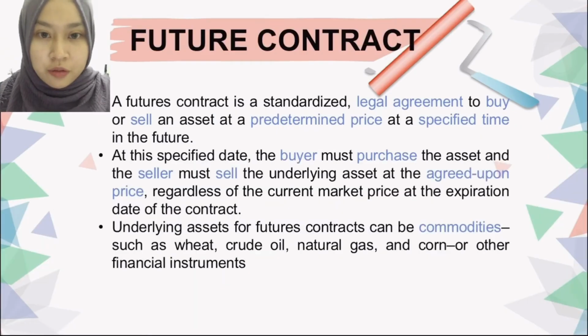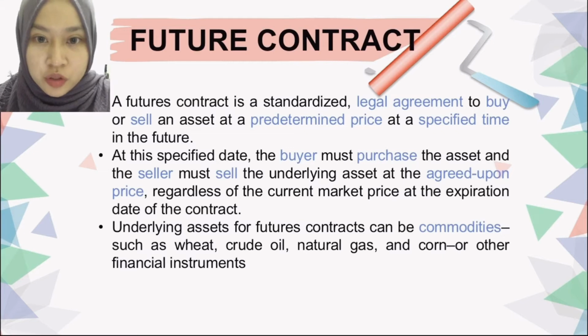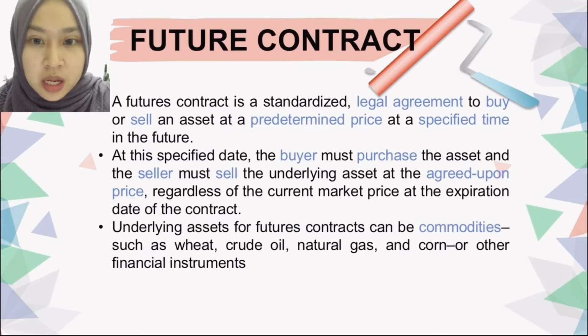The last type of derivative commonly used in hedge accounting is the futures contract. A futures contract is a standardized legal agreement to buy or sell an asset at a predetermined price at a specific time in the future. At this specific time, the buyer must purchase the asset and the seller must sell the underlying asset at the agreed upon price, regardless of the current market price and the expiration date of the contract.